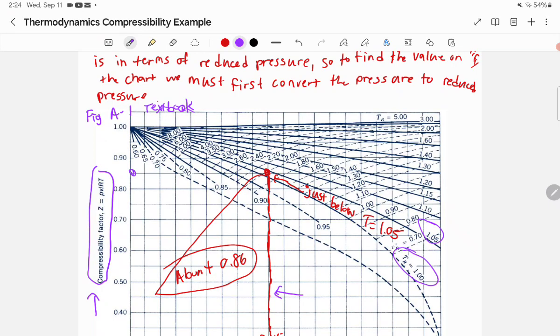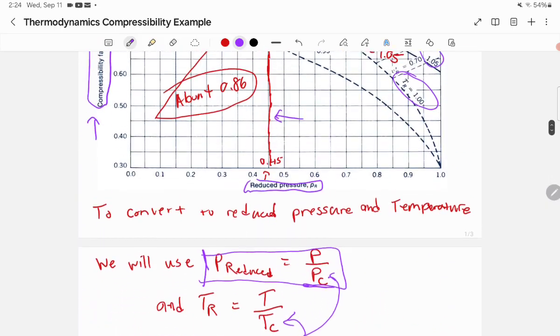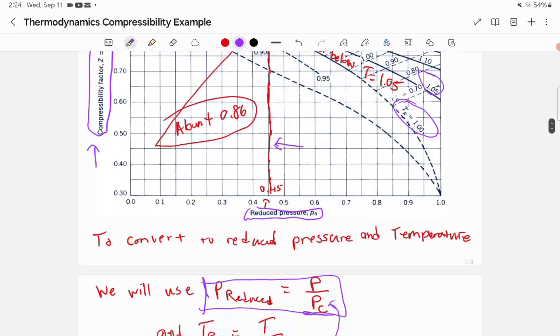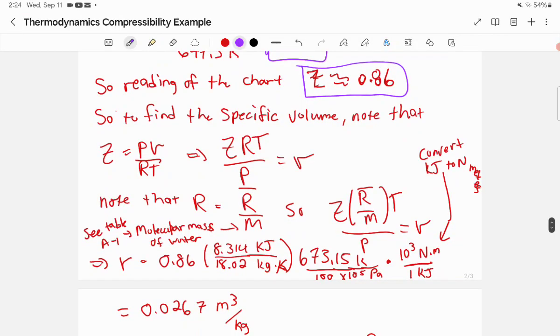But the P times v divided by RT. Now that R is not a molar R, so we're going to have to keep that in mind as well, which is what I'm going to show right here. Okay, so Z is equal to Pv over RT, which obviously means that this v here is equal to Z times R times T divided by P, and we know that Z is 0.86, so we actually have all of these quantities.